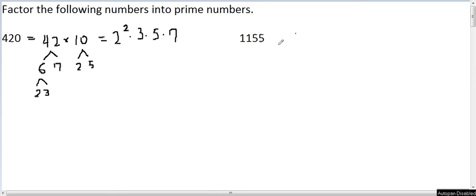Next, we need to factor the number 1155. If we look at the ones digit, we see that it's equal to 5, so we can divide this number by 5. So this number is equal to 5 multiplied by, let's see, we get 2. 11 minus 10 is 1. We bring the 5 down. 15 divided by 5 is 3. And finally, 5 divided by 5 is 1.